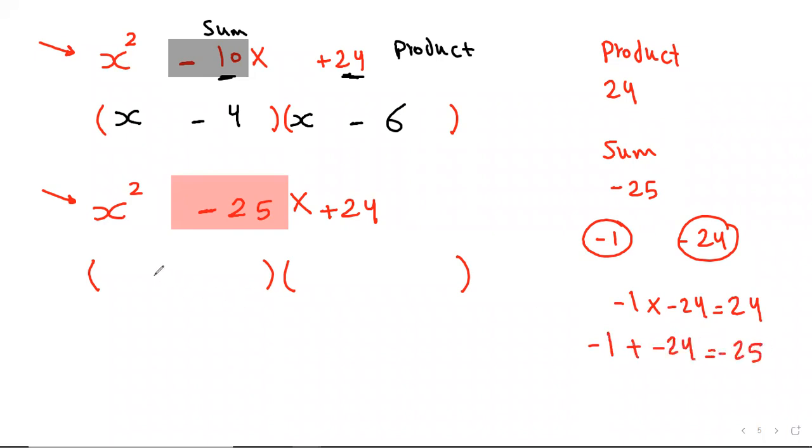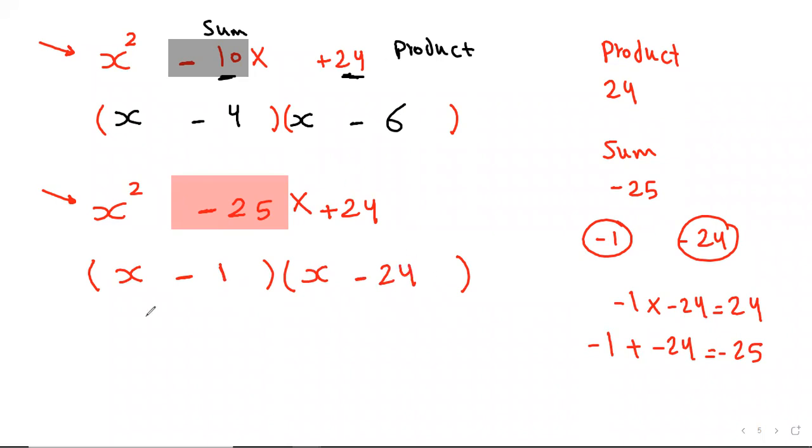So right here, x squared is x and x, and plus 24, okay? I need two numbers, their product 24 and their sum negative 25. They are negative 1 and negative 24, okay?